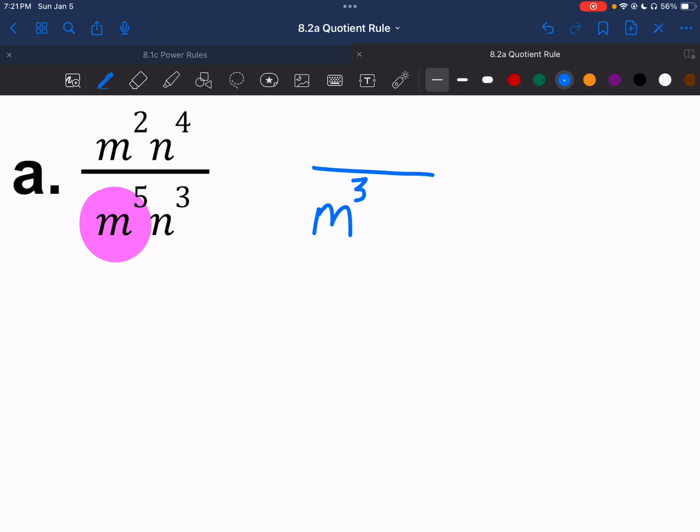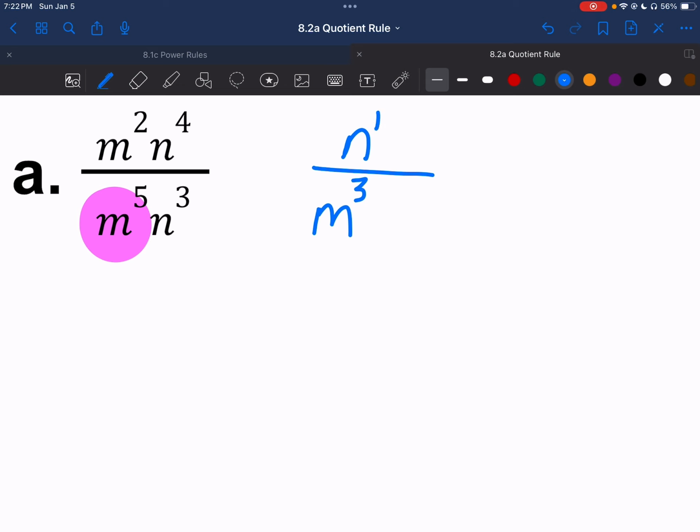right? So now we go to our second variable, N to the 4th on top, N to the 3rd on the bottom. Where do I have more? I have more N's on top, and 4 minus 3 is 1.